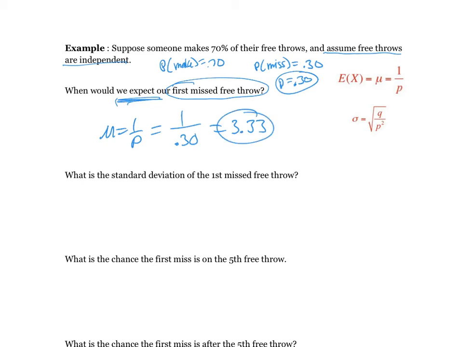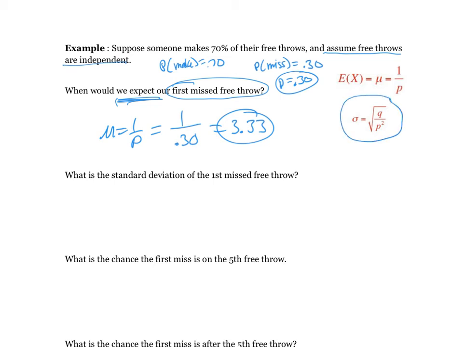Okay. So what that means is we would expect our first miss to happen by a little more than 3 free throws on average. Now, can you really miss your 3 1/3 free throw? No. But if you had someone that made 70% shoot free throws multiple times, they would average their first miss on 3.33 attempts. Then the second question, what's the standard deviation of the first miss?